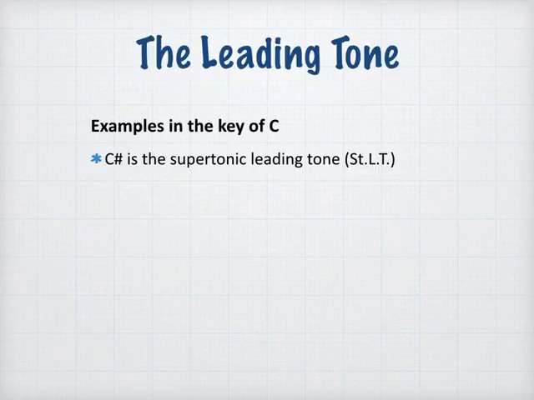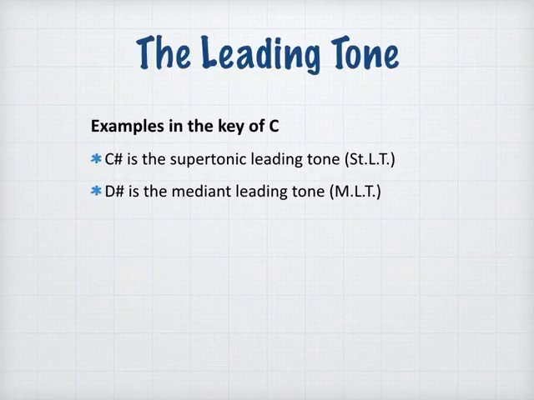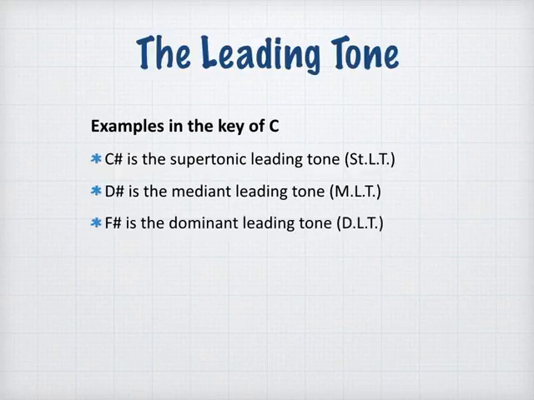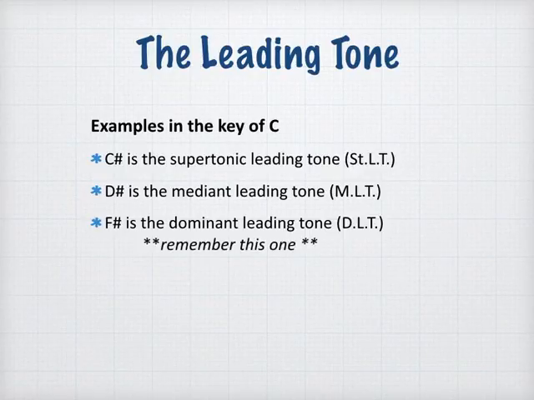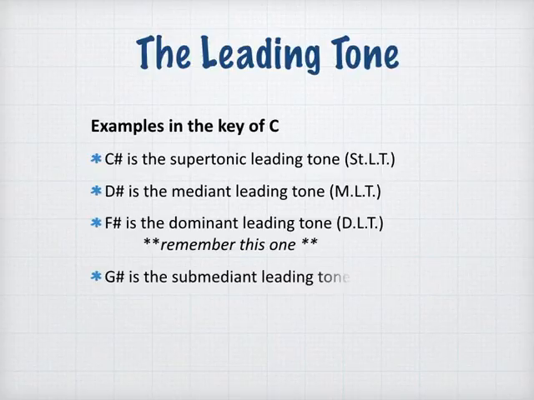In the key of C, D is the supertonic. C sharp is the leading tone to D, so C sharp is the supertonic leading tone. The mediant is E. D sharp is the mediant leading tone. The dominant is G. F sharp is the dominant leading tone. Now you need to remember this one, it's really important. And the submediant is A, so G sharp is the submediant leading tone.